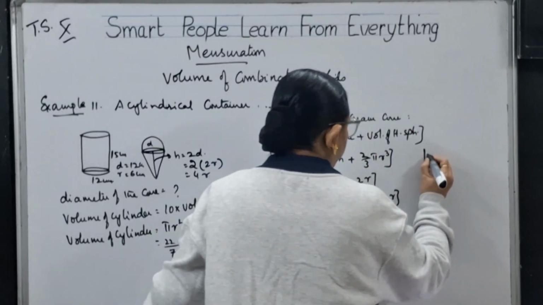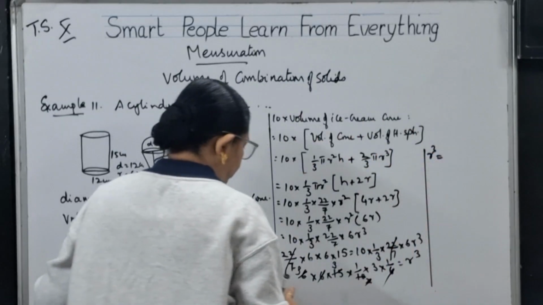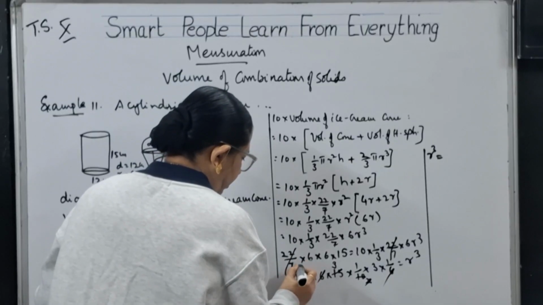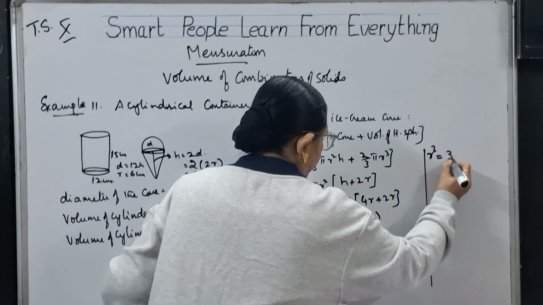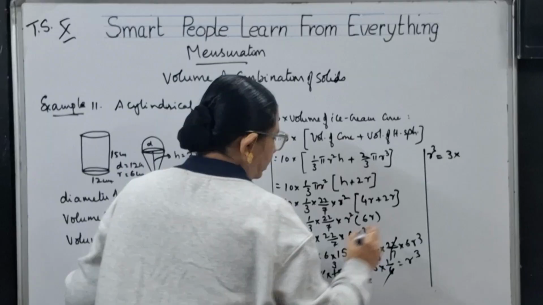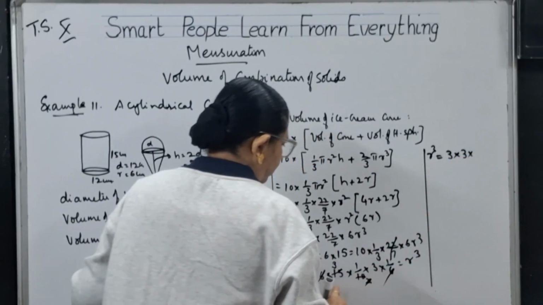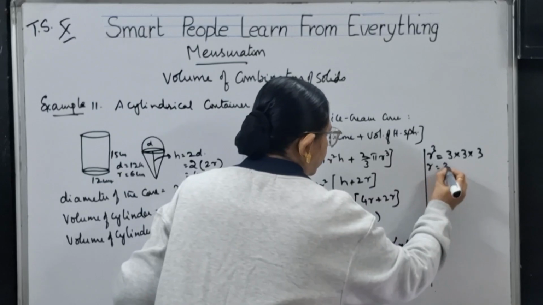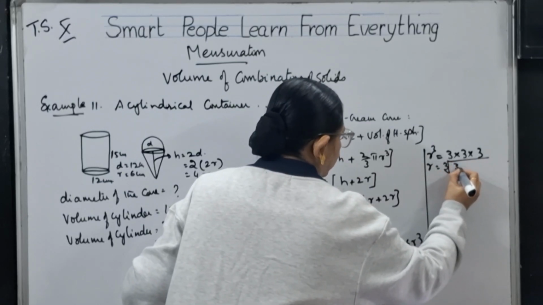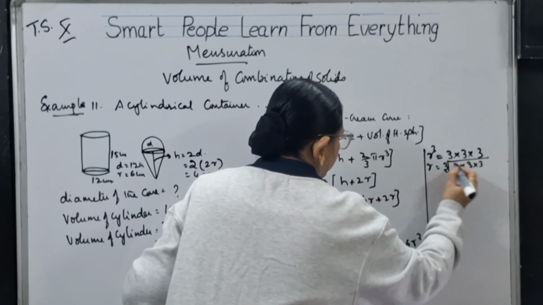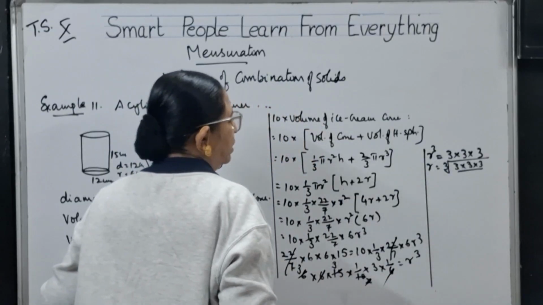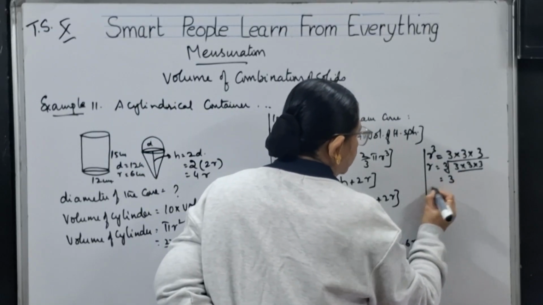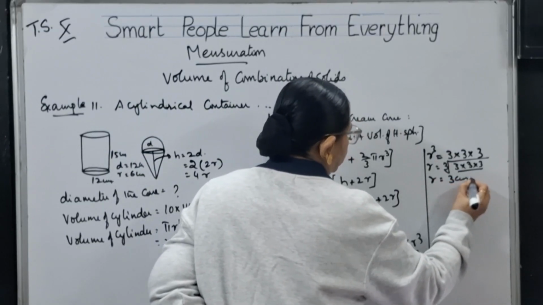See children, I am writing r cube. R cube is equal to what is left behind here? 1 3 is there, into another 3 is there, into another 3 is there. That's all. So what is r? Cube root of 3 into 3 into 3. Cube root means instead of three 3s, one 3 you will be taking out. R is equal to 3 centimeters.